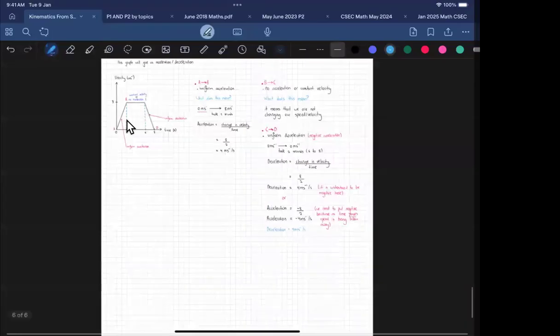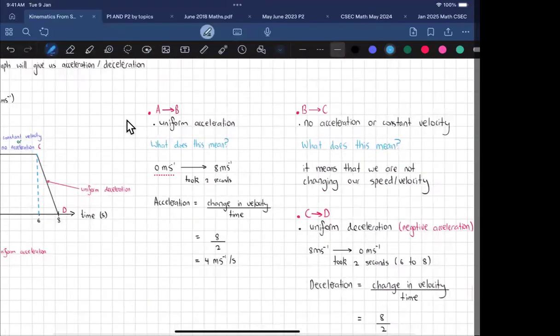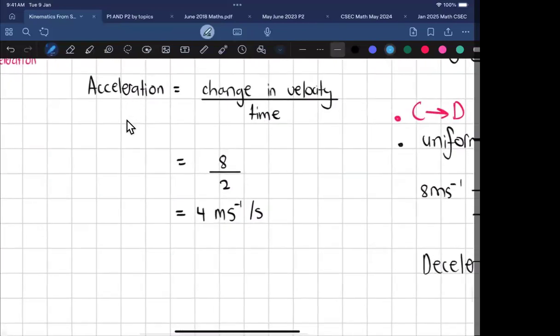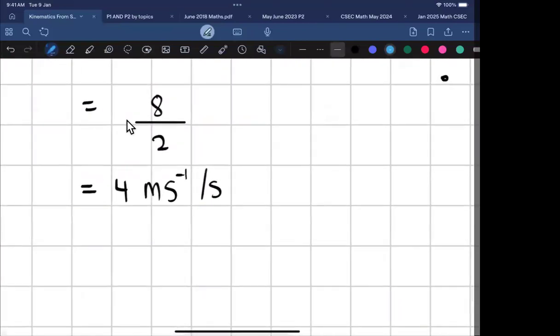Okay, so let me just address the units. Typically, when we're writing the units for acceleration, we don't write this. Again, this is just for your understanding. When we write the units for acceleration, we typically write ms minus 2, which means the same thing. It's just that we don't typically use ms minus 1 per second, but it means the same thing.